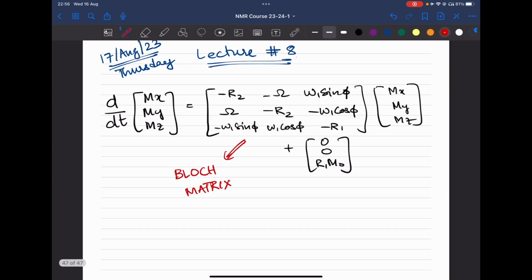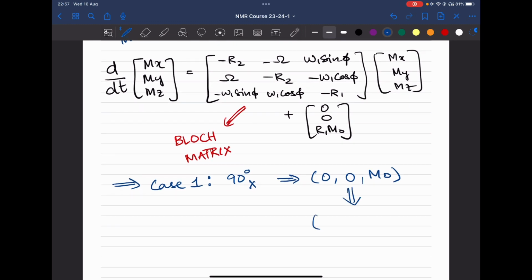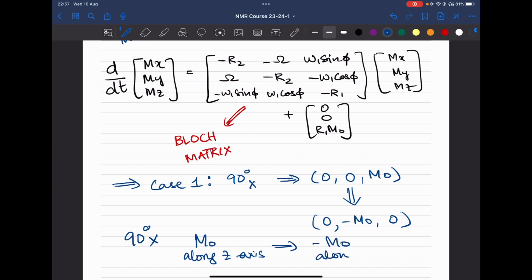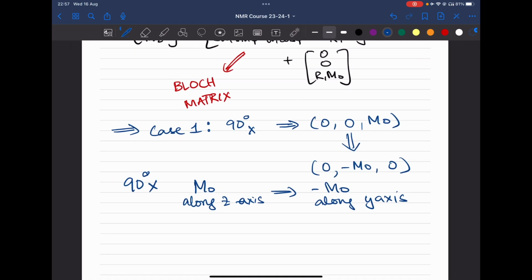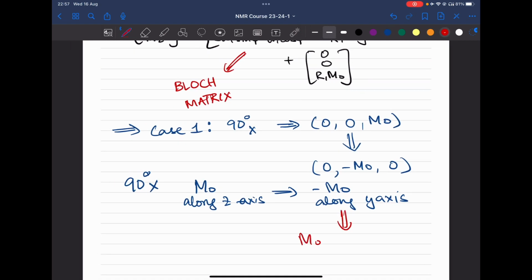What we did was to see the application of the above equation to a 90-degree pulse. If I remember correctly, in the class I did a 90-degree x-phase pulse starting from equilibrium, which is 0, 0, M naught, and we were able to understand this would result in 0, minus M naught, 0, indicating that a 90-degree x-phase pulse would end up changing M naught along z to minus M naught along the y-axis. Alternatively, one could also say it is M naught along minus y-axis.